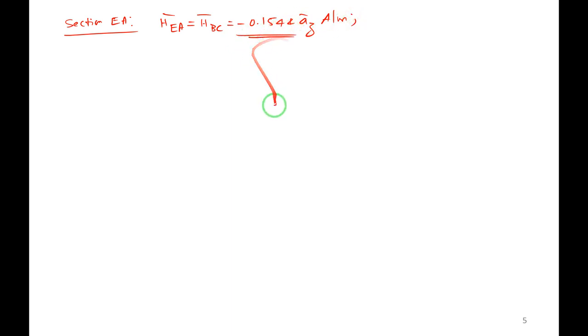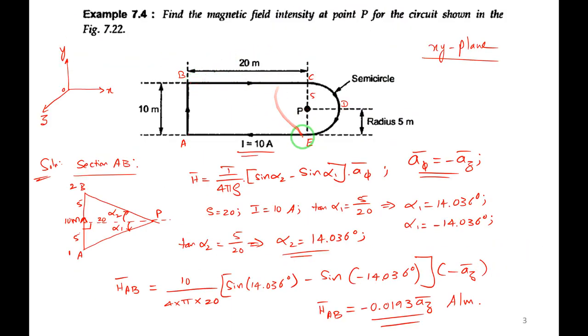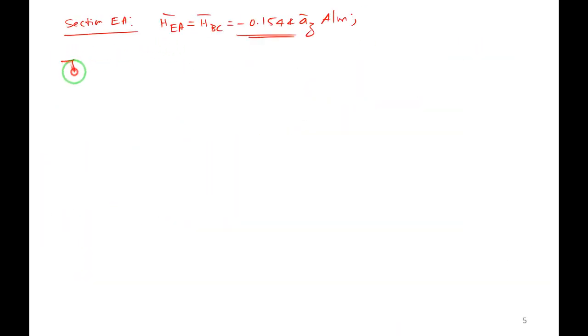I hope you are getting this. B to C, E to A, no need to calculate once again, right? If you calculate, you will get the same thing. Okay. Then next, I want the total magnetic field intensity at point P due to all these conductors AB, BC, CDE and EA. So total magnetic field intensity.